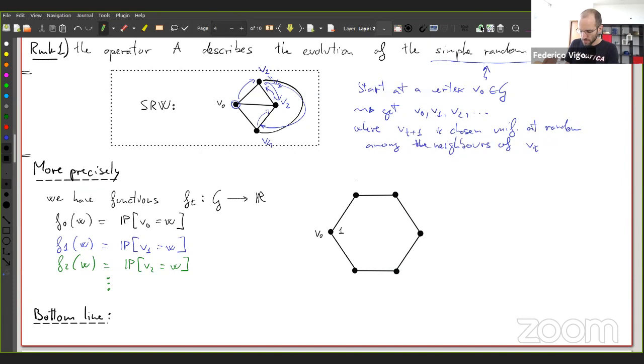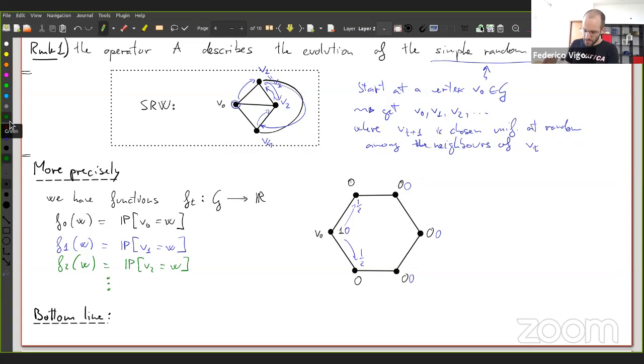So this is f(0). And now we can compute f(1). So we start at v0 and then we jump with half the probability here and half the probability we are here. And we are sure that you're not going to be anywhere else. So this is f(1).